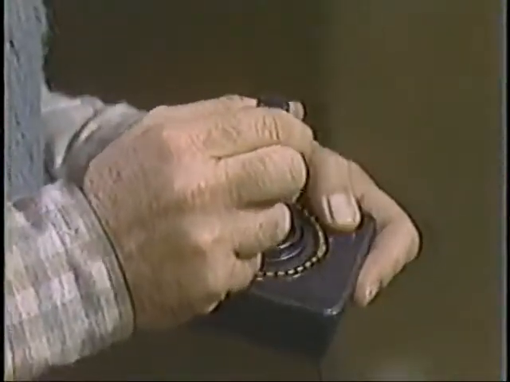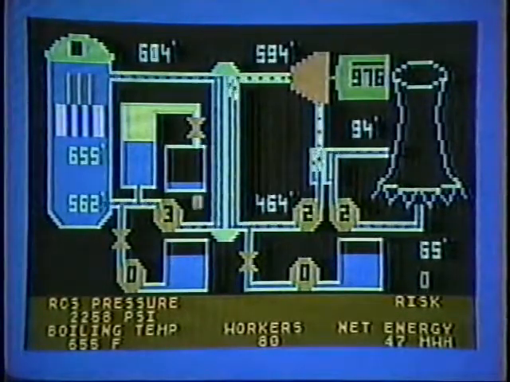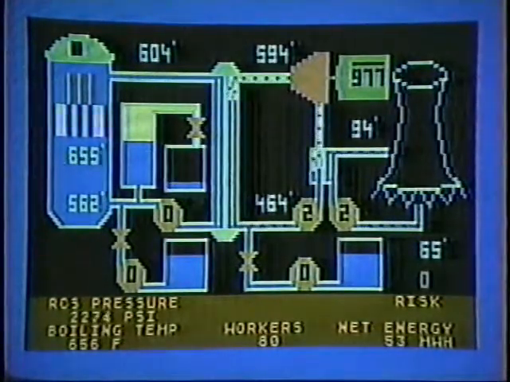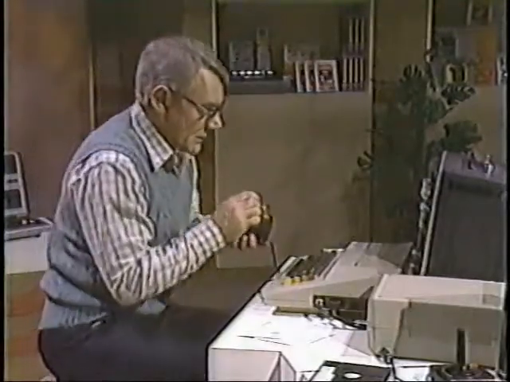By holding the orange button down and moving the joystick up or down, you can open or close the valves and pumps. This is a very good simulation, but it's also very complicated. Man, we have trouble already.